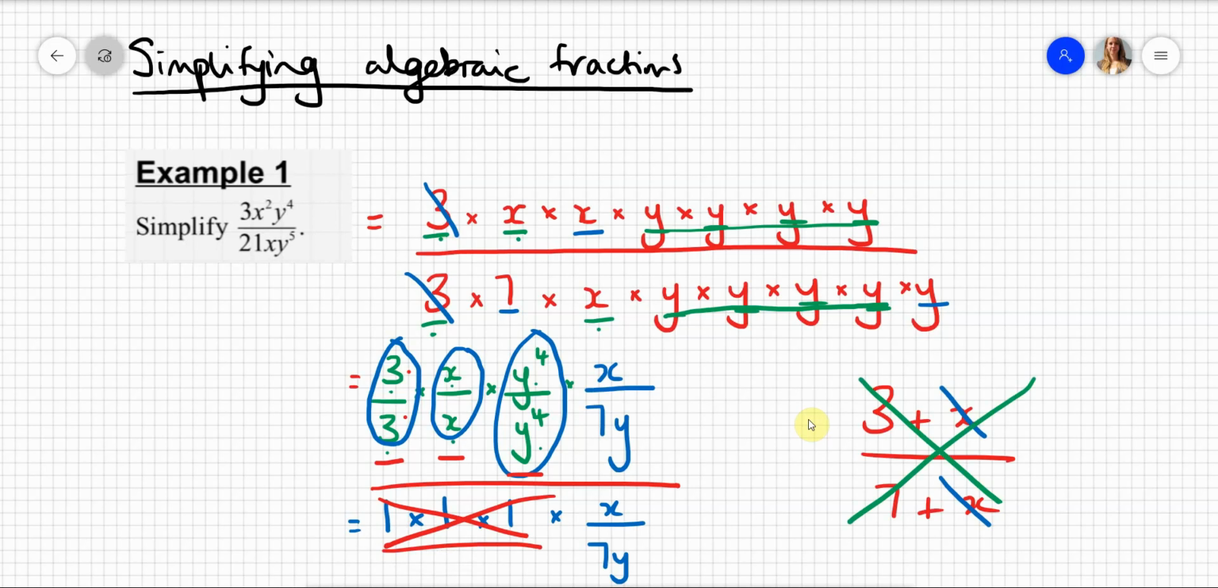So what I would like you to do now, please, is pause the video and have a go at questions 1 and 2 from exercise 1. They are like this example. And then we're going to go through another example.